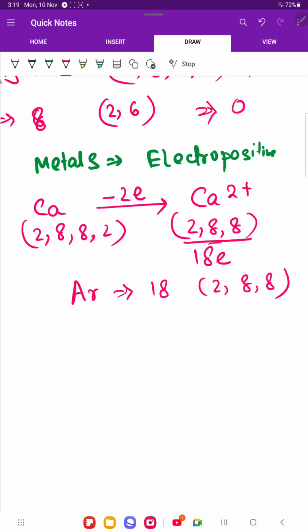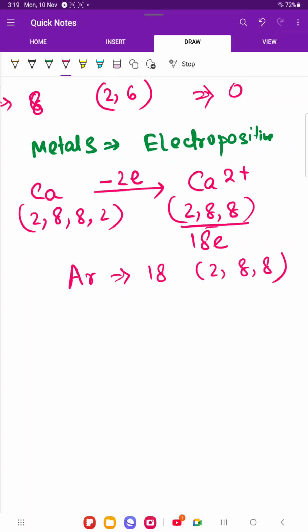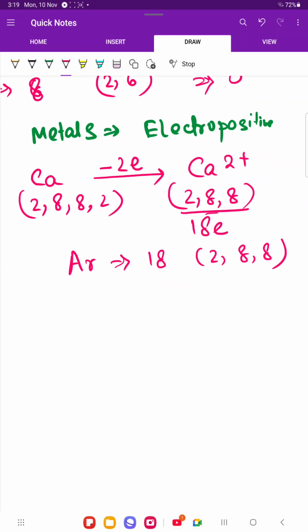Now calcium, after donating the 2 electrons, gets the configuration like argon, so it is attaining stability because it is getting the inert gas configuration, right? So calcium becomes calcium 2 plus. Now what will happen for oxygen? Oxygen is a non-metal, so generally they are electronegative.